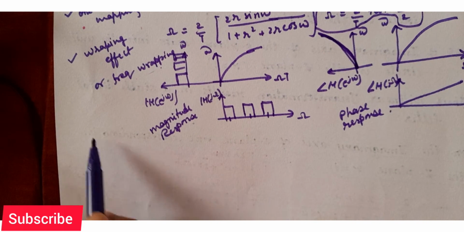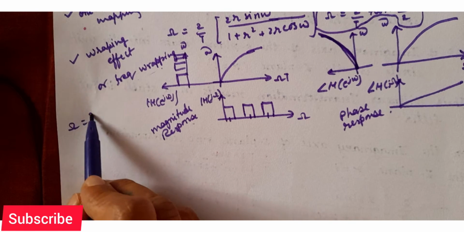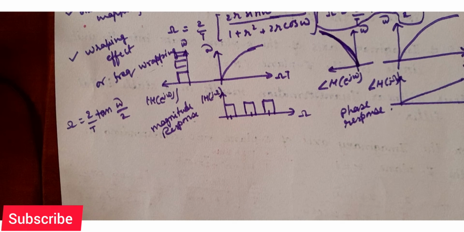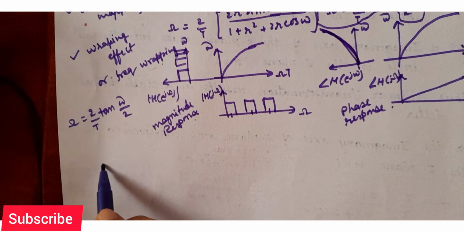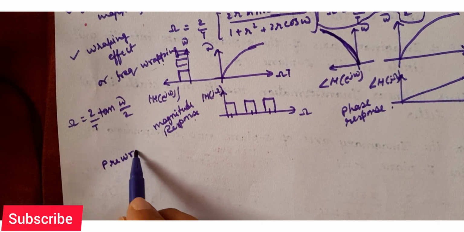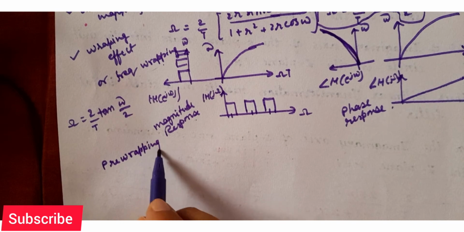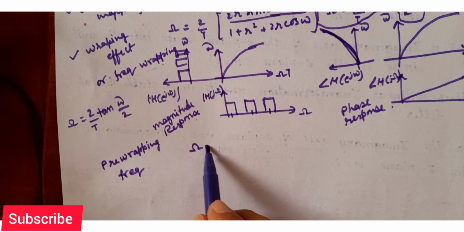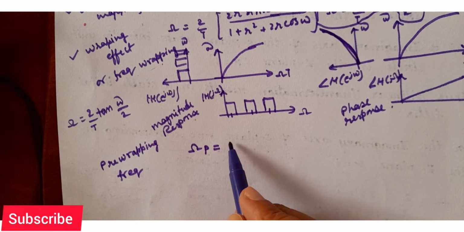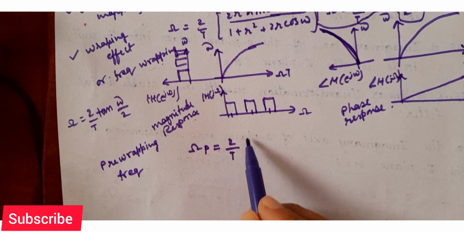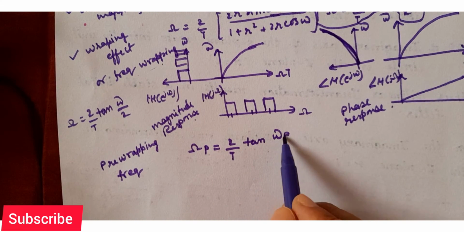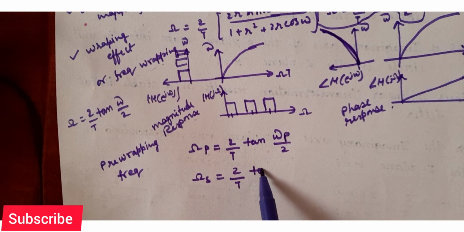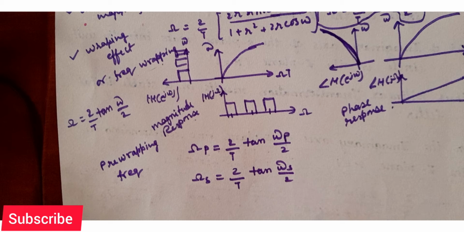Okay. So once again we can write here omega is equal to 2 by T tan of omega by 2. So how can this wrapping effect be eliminated? By pre-wrapping the analog frequencies. So before the transformation, apply pre-wrapping of frequencies, that is find omega p, which is equal to 2 by T tan of omega p by 2, and find omega s, which is equal to 2 by T tan of omega s by 2.